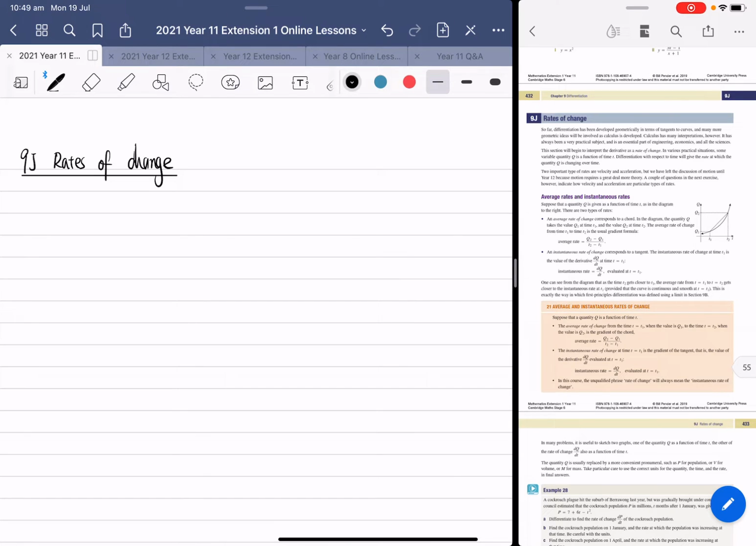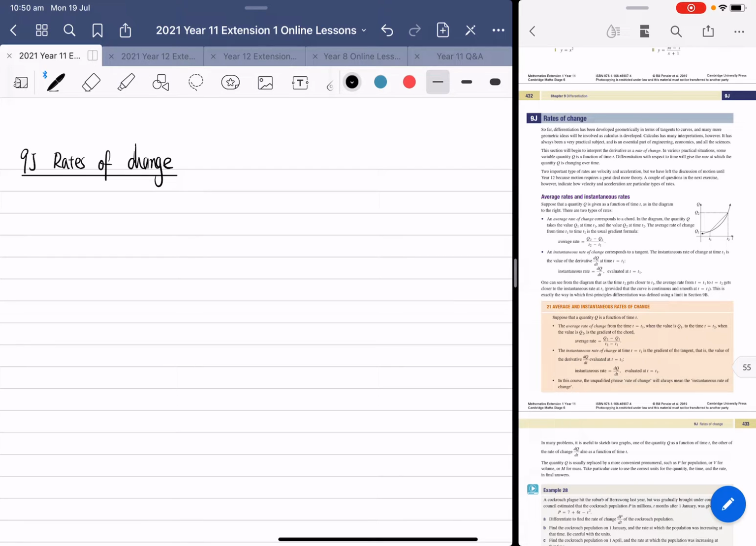Okay, so today's lesson we're going to do exercise 9J, rate of change. This is the year 11 level of rate of change. There will be a year 12 level of rate of change as well. So treat this as a foundation of rate of change, and then you need to understand this exercise before you can move on to the year 12 one. The two types of rate are velocity and acceleration, but again this is going to be year 12 content that we're going to do.